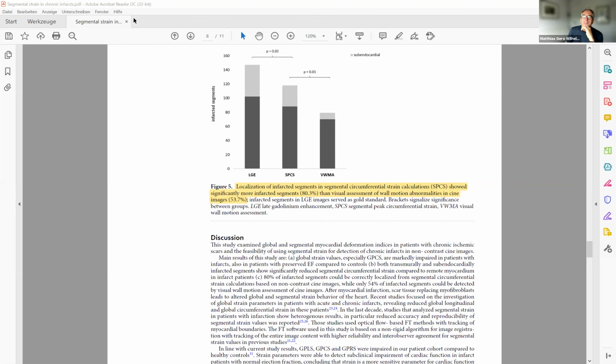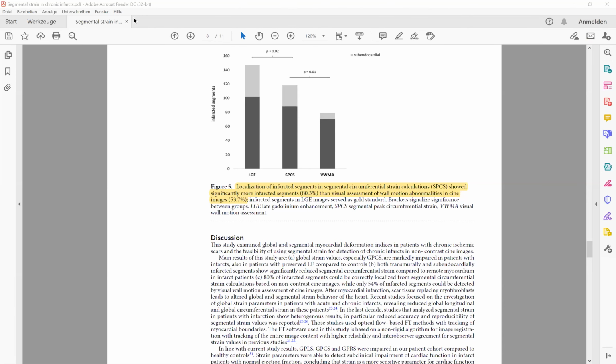Okay. Another question from Reza Nezafat from Boston. Do you look at location of scar versus abnormality in strain? So was there really a match? And he adds, not necessarily burden of scar, rather location of the scar. So did you perform a spatial match?